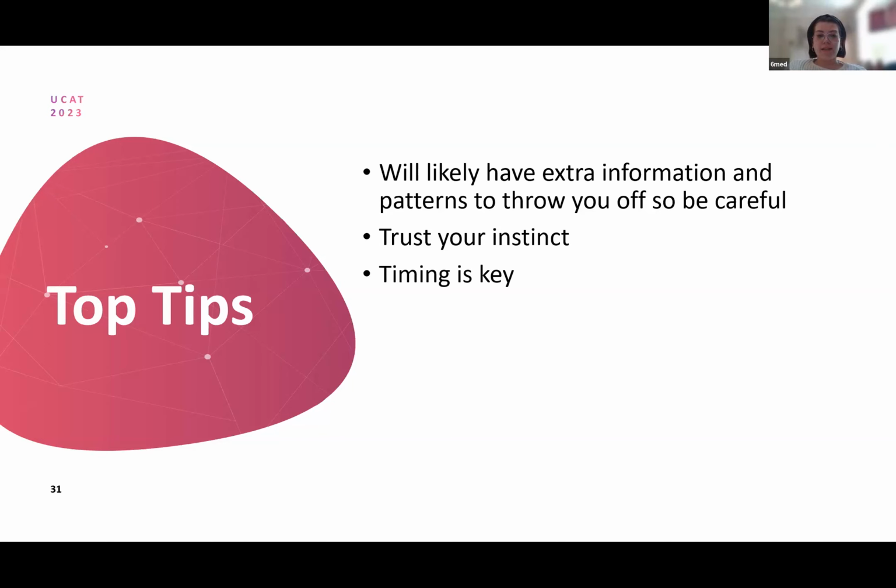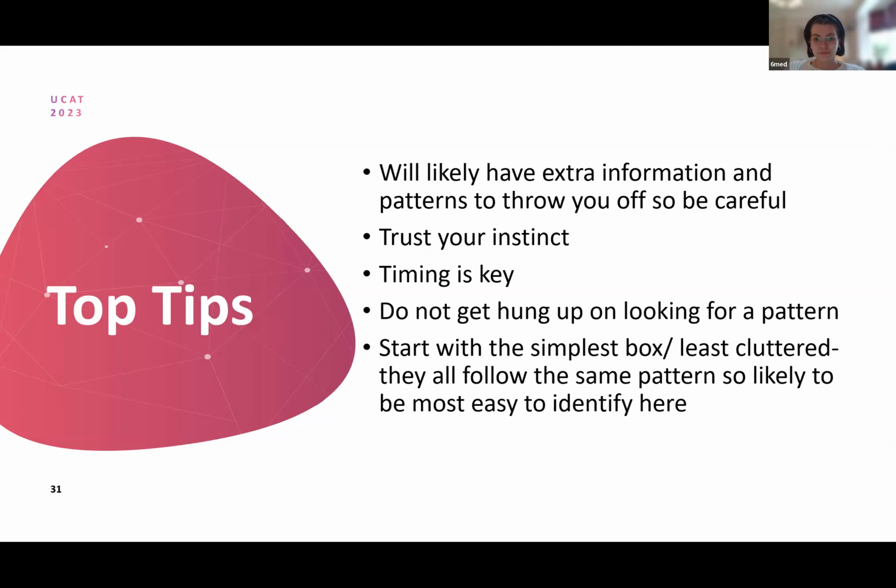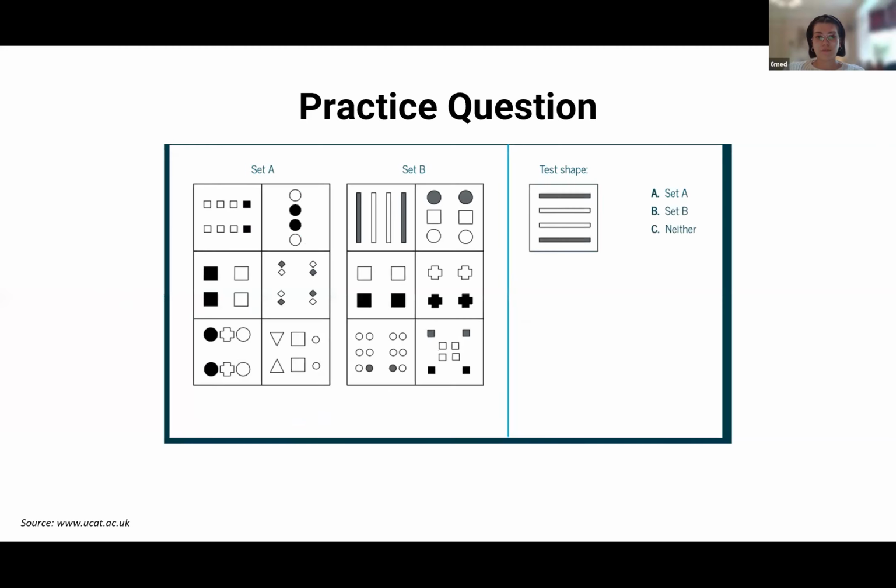It's actually a lot better to guess on every question than focus on half the questions and get them right because you've worked out the pattern, but then you've left half the questions unanswered. If you don't see the pattern quickly, then just use your instinct and move on. And start with the simplest box with the fewest number of shapes, because every box will follow the pattern, and that box is most likely to have the least extra information that's there to throw you off.